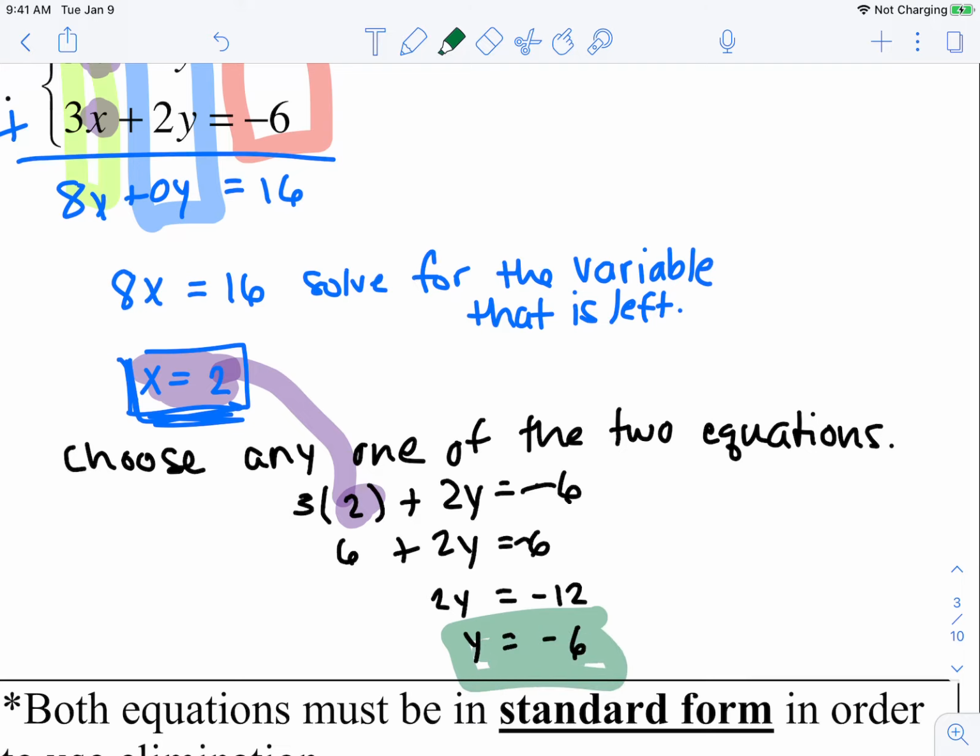Now remember, this is a solution to a system, so we have to write our solution as a coordinate point. So our solution is (2, negative 6).